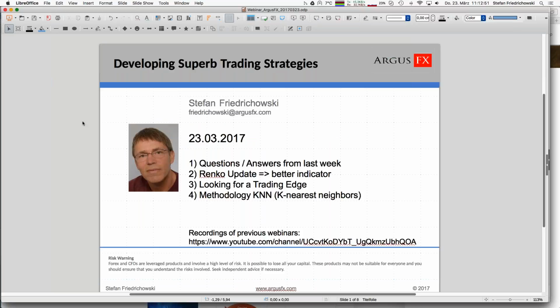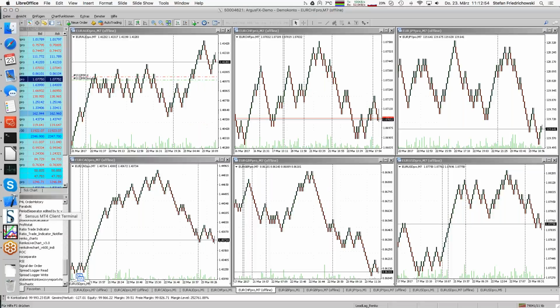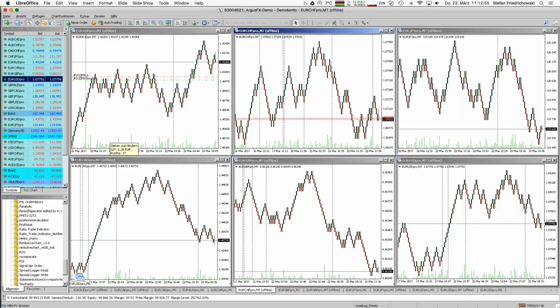Next topic was the Renko update, simply because of two things. One is I found an indicator with the name Renko live chart, and I press this one here now. You see it highlighted in the left low corner: Renko live chart underscore read 600 underscore indicator. That's a very interesting indicator because it creates Renko charts, and there are some minor mistakes because sometimes even the Renko charts have candle behavior and are not real boxes.